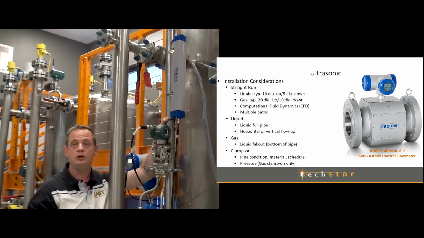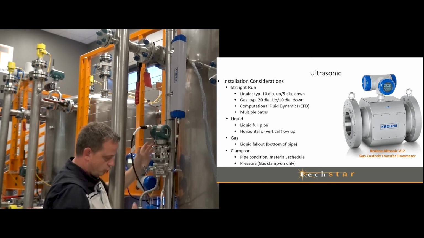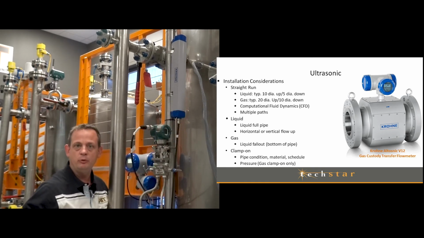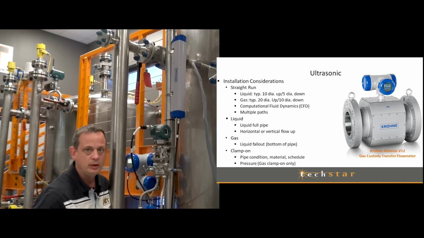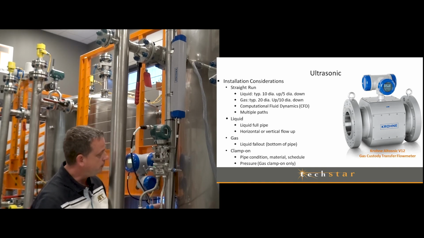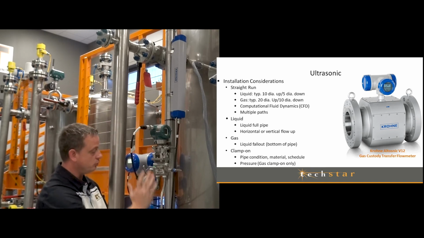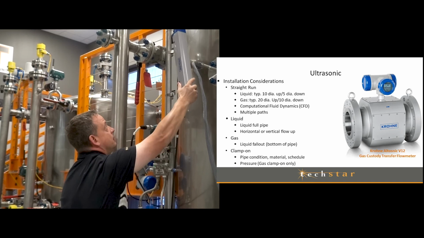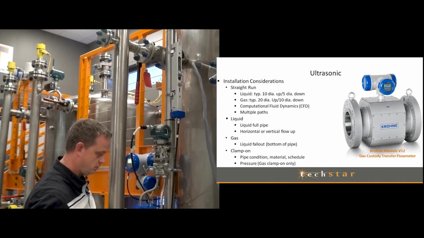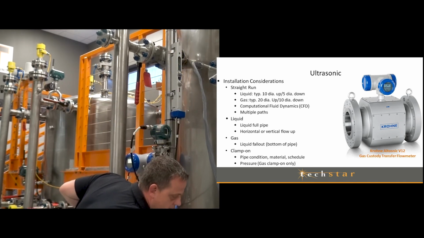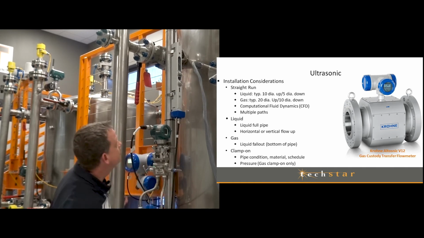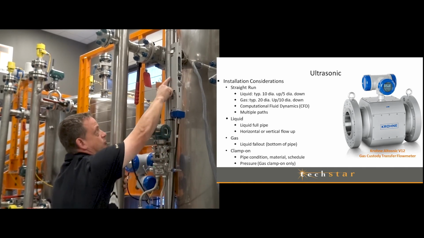Something I want to show you on this is, of course, we've got some of the same requirements as our other ones. We want to have a full pipe of liquid for measuring liquids. So I need a full pipe, 10 pipe diameters upstream, 5 down. This is vertical, so my flow's going up. I'll pull the cover off here. So you can see on this flow meter, my actual transducers are right behind here.